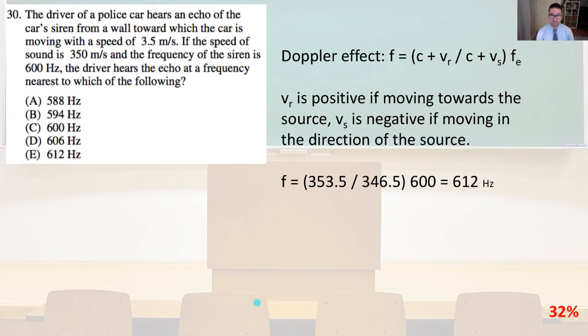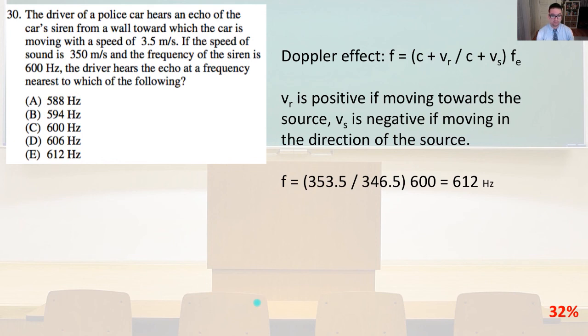So the Doppler effect, the frequency observed is going to equal C plus VR divided by C plus Vs, that quantity times the frequency emitted, where C is going to be our speed of sound, and VR is positive if moving towards the source, VR is the velocity of the receiver, and Vs is negative if moving in the direction of the source, Vs is the velocity of the source.